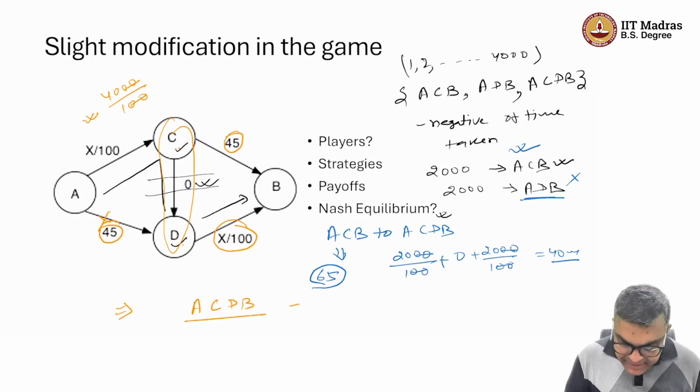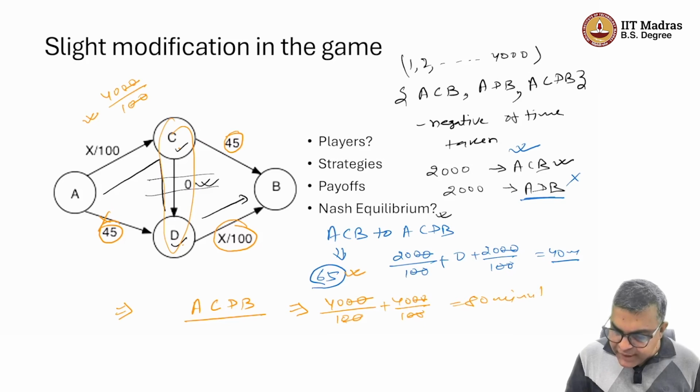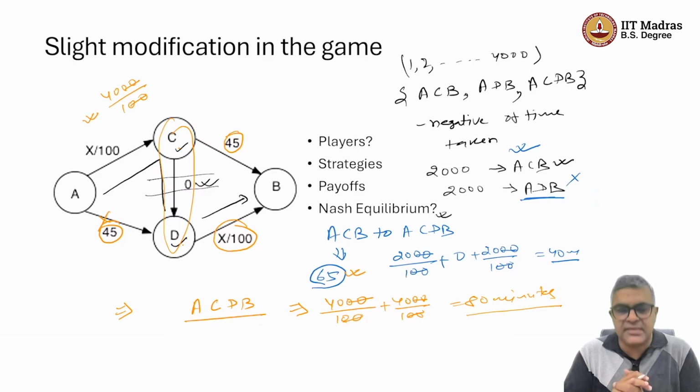What is happening as a result? The time taken goes up from the earlier 65 minutes to 4000 by 100 plus 4000 by 100, and that is 80 minutes. In the new equilibrium, everyone follows ACDB and they will take 80 minutes. Let me say a few things. I want you to spend some time with the problem and make sure that you understand that this is the only Nash equilibrium. There is no other Nash equilibrium possible in this game.